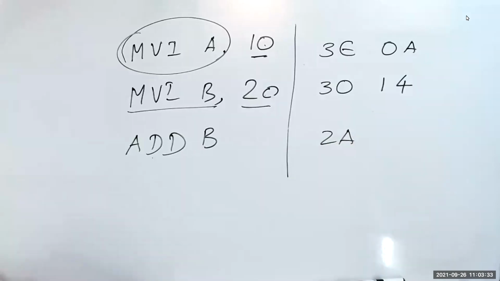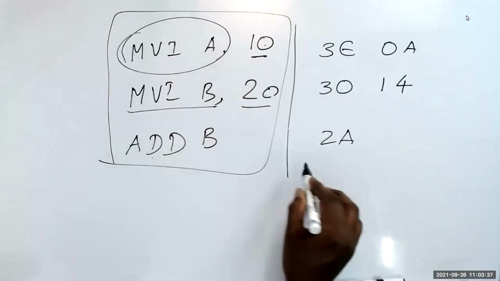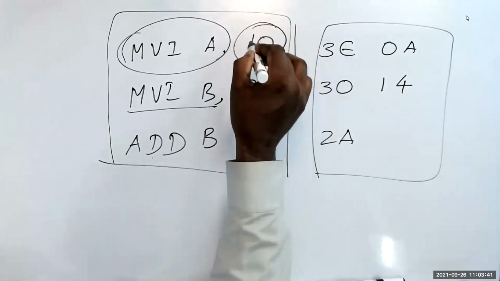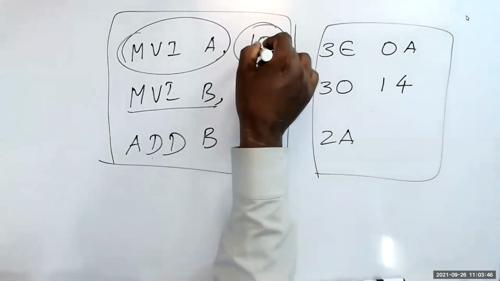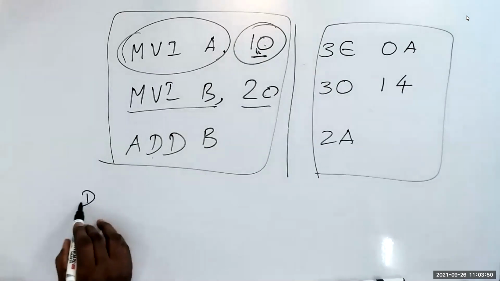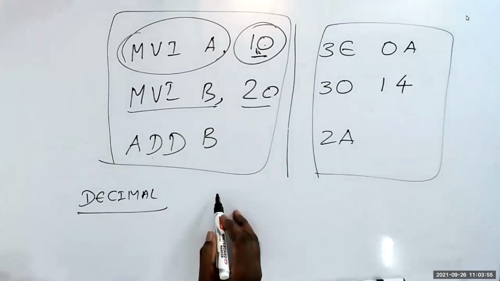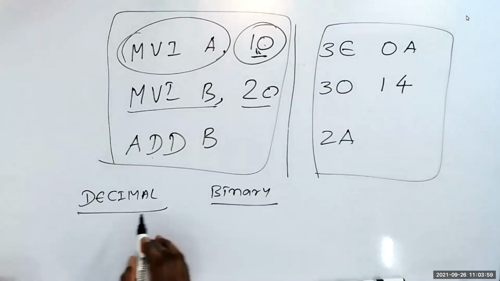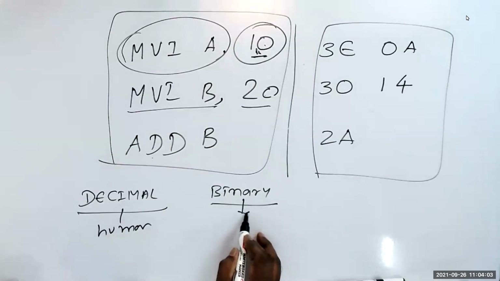Now the trick here is that this is getting converted to machine language. People have a question: is this decimal, or binary, or hexadecimal? Please understand there are only two things. One is decimal, the other one is binary. We humans accept decimal, and computers and microprocessors accept binary.